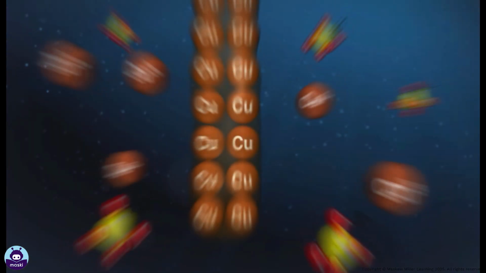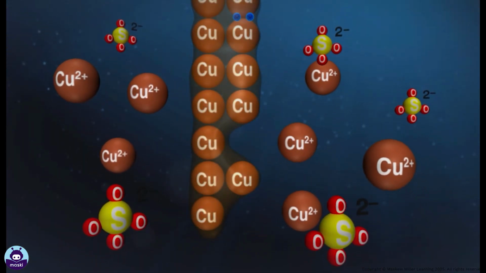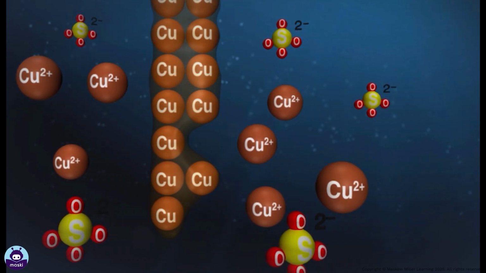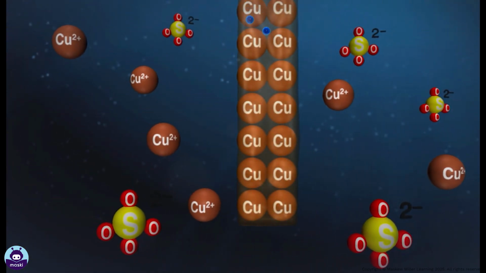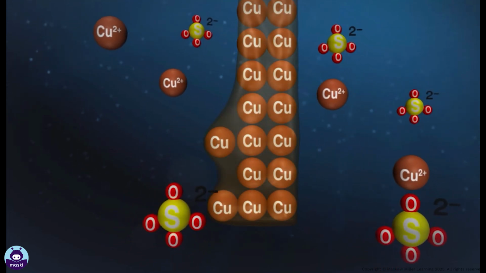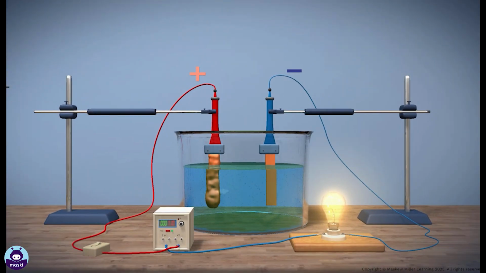At the positive electrode, copper atoms from the thicker strip lose electrons, that is, get oxidized and go into the solution as ions. At the negative electrode, the copper ions in solution gain electrons, that is, get reduced and get deposited on the copper strip. We know that oxidation happens at the anode, so the positive electrode is the anode. Reduction happens at the cathode, so the negative electrode is the cathode.